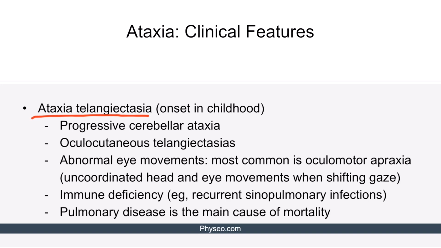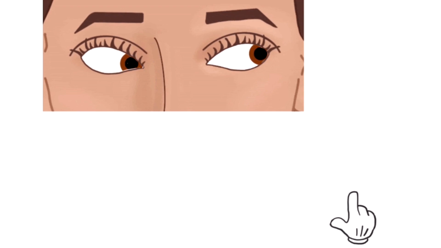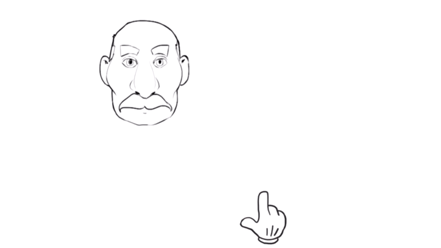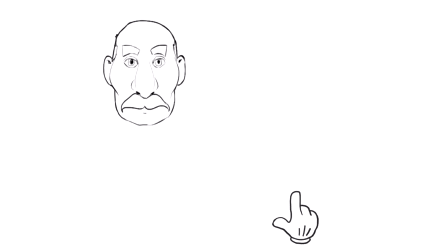Ataxia telangiectasia is associated with immune deficiency, so the patient typically complains of recurrent sinopulmonary infections. In fact, pulmonary disease is the main cause of mortality of patients with ataxia telangiectasia. Let's see here how the normal horizontal gaze looks like. The eyes normally move to track and follow the movement of the finger on the examination. However, in oculomotor apraxia, there is impaired ability to perform controlled and purposeful movements of the eyes.